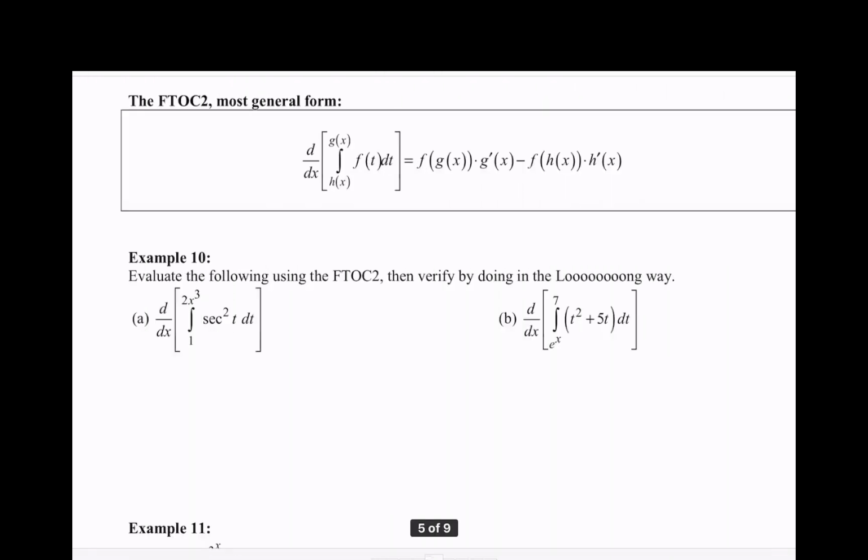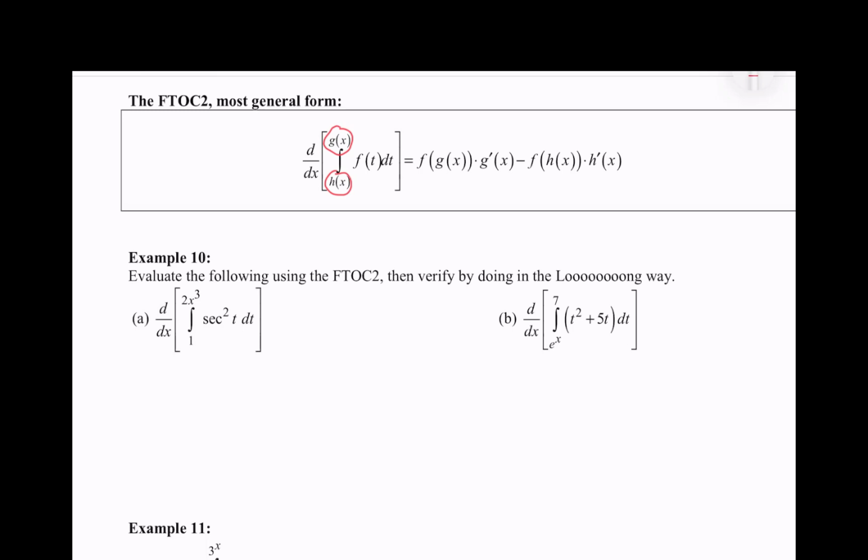Alright, so far I hope that you're thinking that FTC Part 2 is super duper easy. We've already covered the main idea that derivatives and integrals are inverses of each other. But we do have to add one slight more challenge. And this arises when we have special cases where we have functions as the upper and lower bounds.